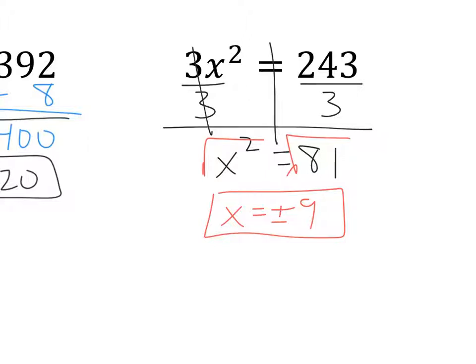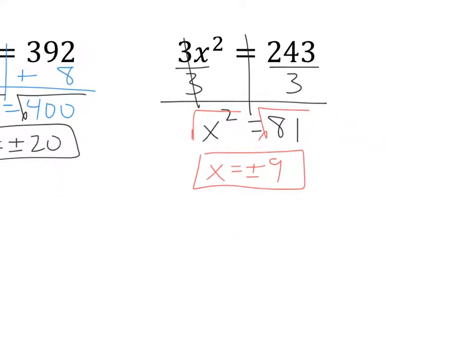We can always check our answers just like we have done previously. To check our answers for this one, we would substitute 9 back in for x, so we'd have 3 times 9 squared, and see if that equals 243. So 9 squared is 81, and then we have 3 times 81, and that equals 243. So we know that that one works.